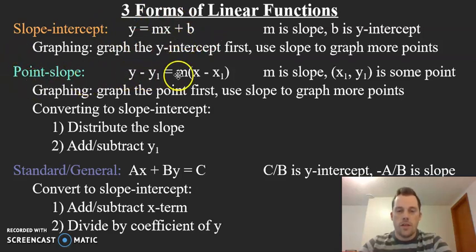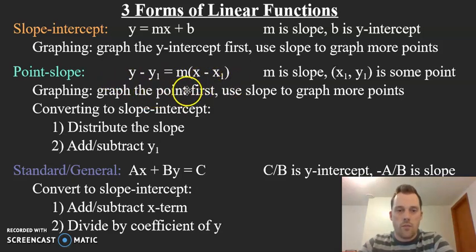Point slope is y minus y1 equals m times the quantity x minus x1. So m is still our slope. So it looks kind of similar to slope-intercept, but then we have minus y1 and minus x1. So that x1 and y1 value is some point on our graph or in our function, and it can be any point.